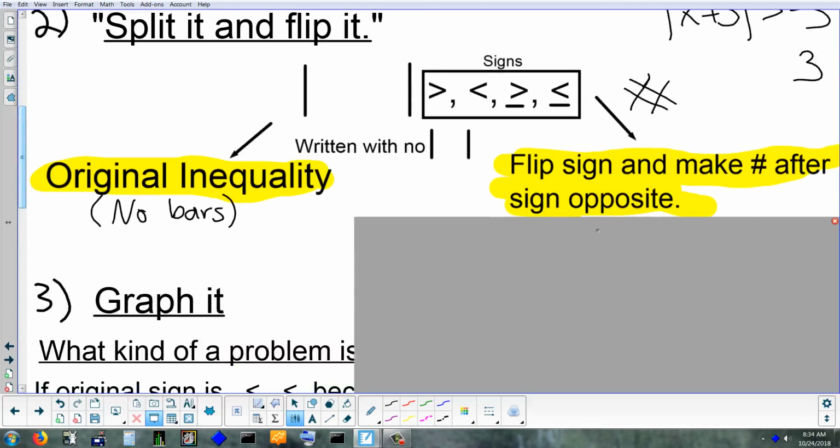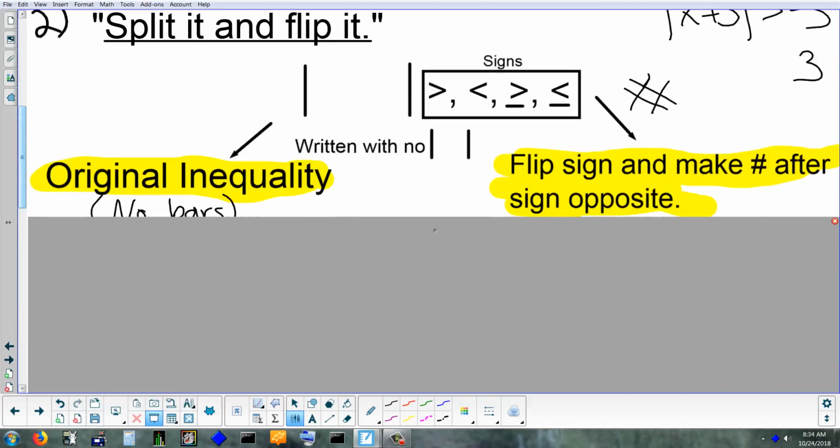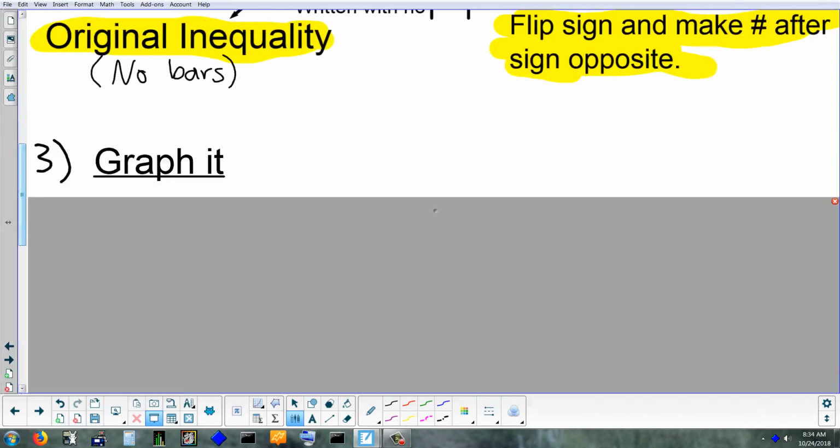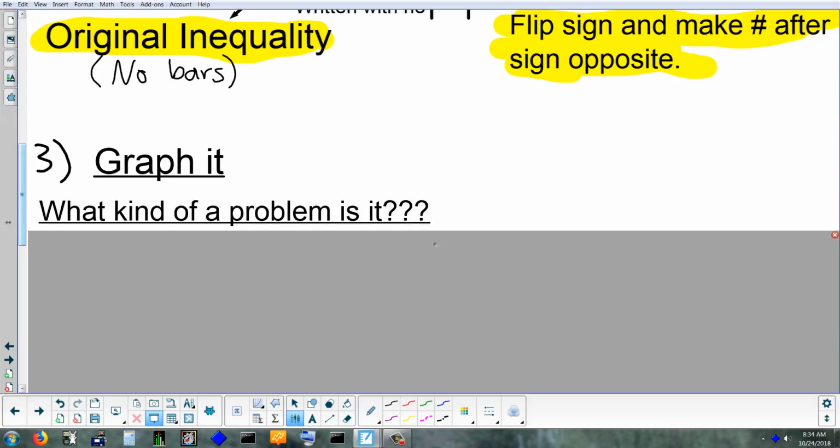Now, like Mr. Hager was talking about in the warm-up, here we get into what type of problem it is. Is it an and or an or? That's how we figure this out. We want to talk about that right now. Last thing, you have to graph it. In most cases, we're going to tell you to graph it. If we don't, just solve it and you're done. So now we're going to graph it. You have all this information written on here. What kind of problem is it? Those two signs that are on your paper.